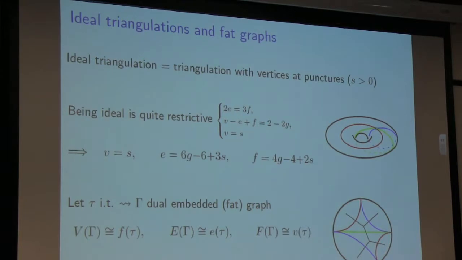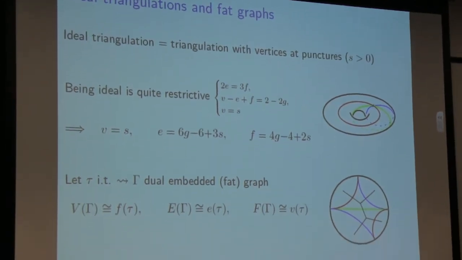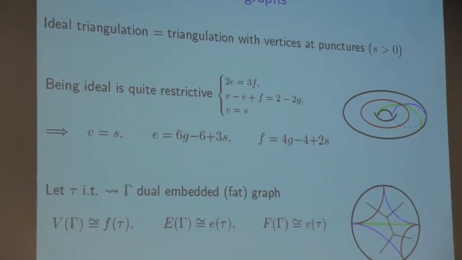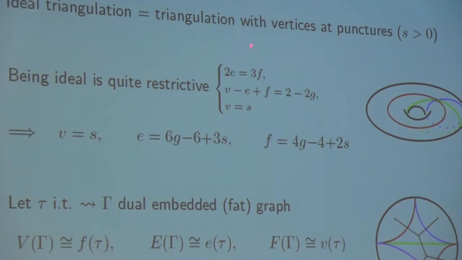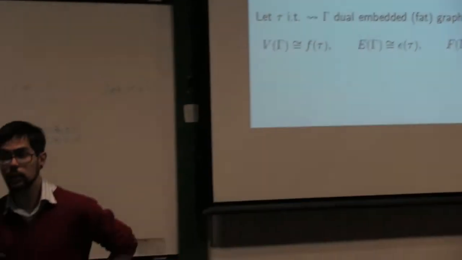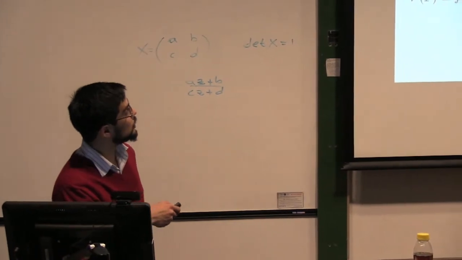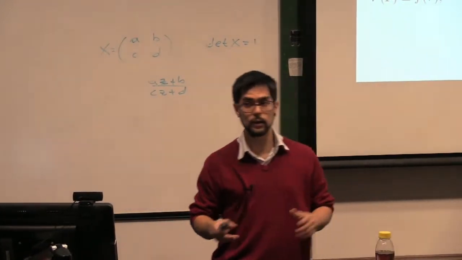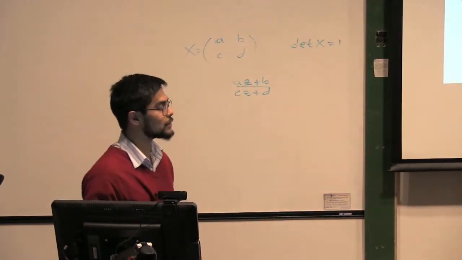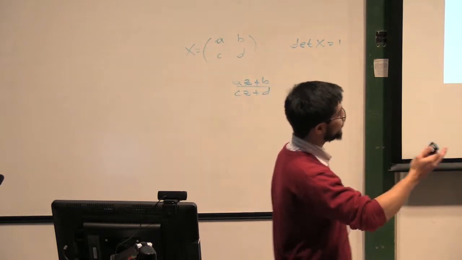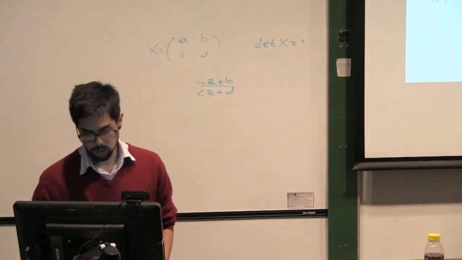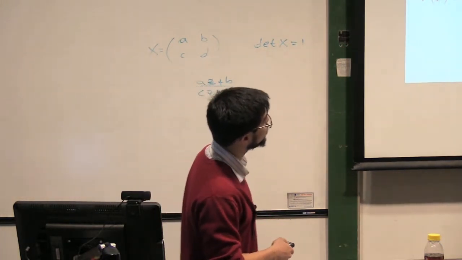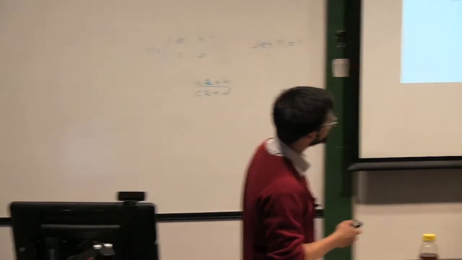And this is quite a restrictive thing for a triangulation, because asking for the vertices to be at the punctures introduces another relation, another equation between the edges, faces, and vertices of the triangulation, and this completely determines the number of vertices, edges, and faces of the triangulation given the topology of the surface. And this is nice after a while, because we'll be comparing certain triangulations, and it's better to have fewer possibilities. So this is an example of an ideal triangulation of the punctured torus.